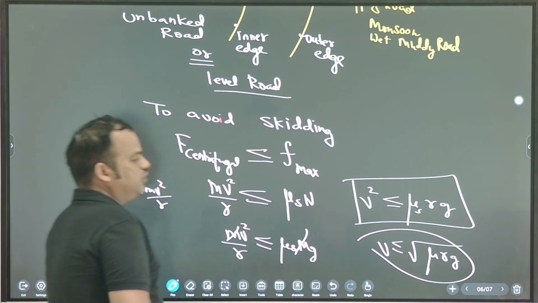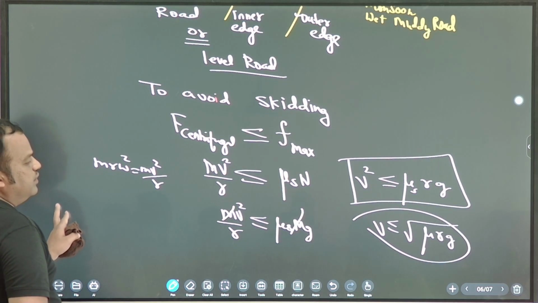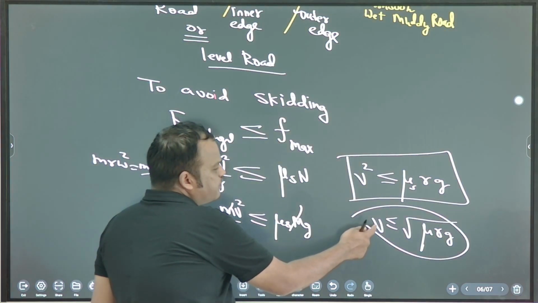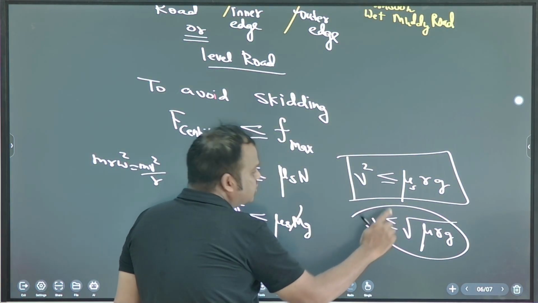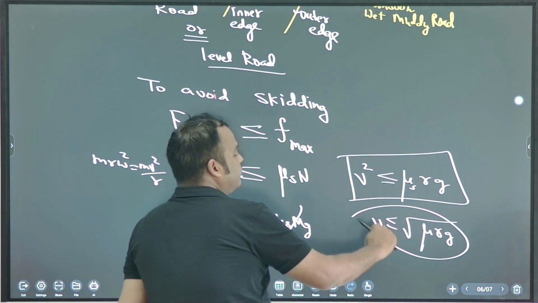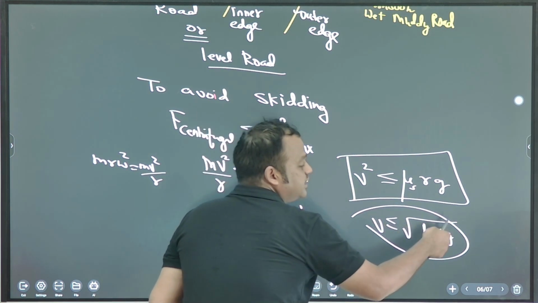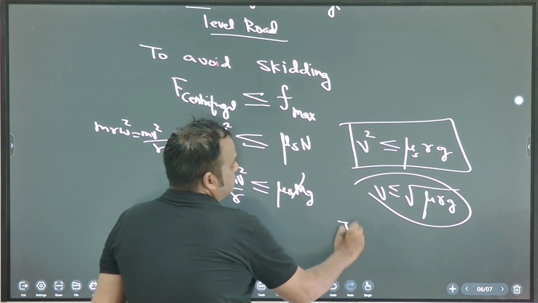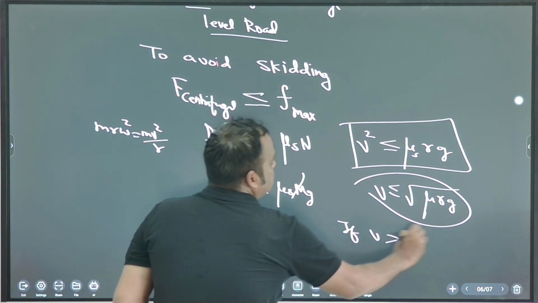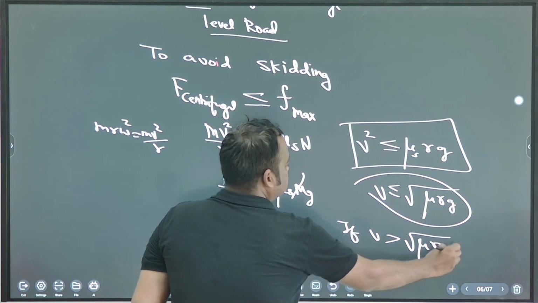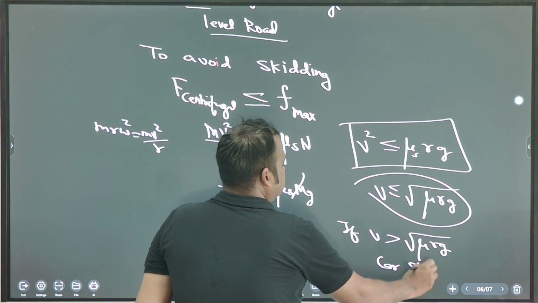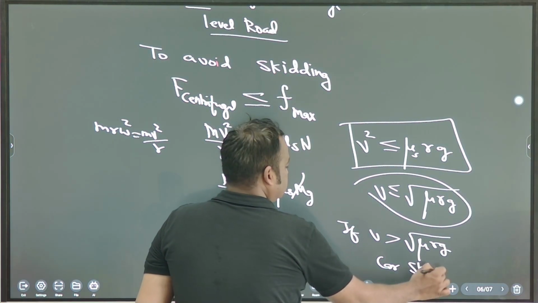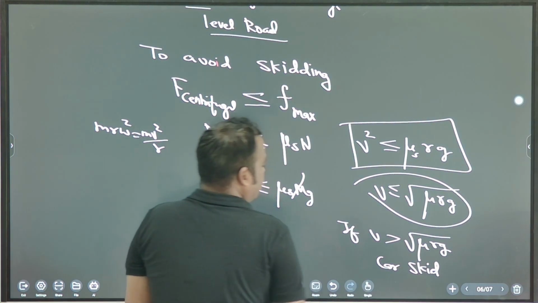Okay. So note down, this is the safe speed. Your speed should be less than or equal to this, not more than this. If speed is more than square root of mu r g, the car will skid.